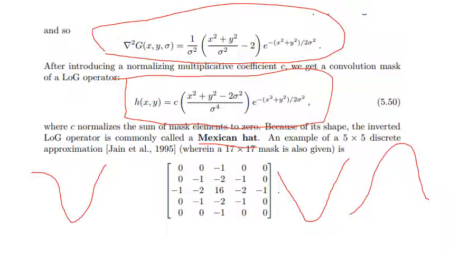An example of a 5 cross 5 discrete approximation can be given like this. So the Mexican hat can be called that. To continue, an example of a 5 cross 5 discrete operation is this. This is just an example, so not to worry much.